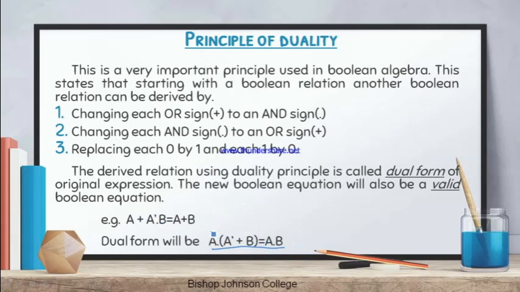When you multiply a in the bracket, it is a dot a bar plus a dot b, and as you know, a dot a bar is 0, so it is 0 plus a dot b, which is a dot b, so it matches the RHS. So it is also a valid equation. When the first is valid, after finding the dual, it is also a valid equation.